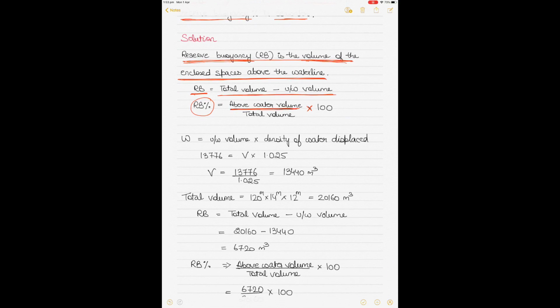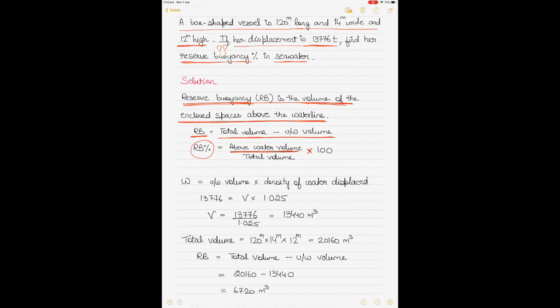So let's start solving the question. You have been given the displacement of your vessel. Displacement is denoted by W. This is displacement. Again, if I am just repeating myself here, it equals underwater volume multiplied by density of the water displaced. Now be very careful with the density. So remember in what water you are, and then apply the appropriate density.